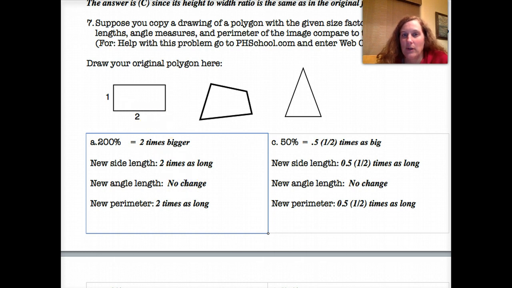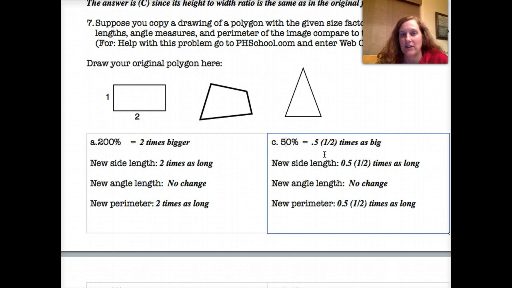My angle measures would have no change. This again is pretty critical because if you maintain the same shape, then your angles can't change. And your perimeter is 2 times as long. Again, I'm going from a rectangle that's 1 by 2 to a rectangle that's 2 by 4. So I'm going from a perimeter of 6 to a perimeter of 12. So it'd be 2 times as long. It doesn't matter what shape you draw, this is always true. If your copy percent is 200%, everything's doubled. Your area, which we didn't talk about, would be 4 times bigger.